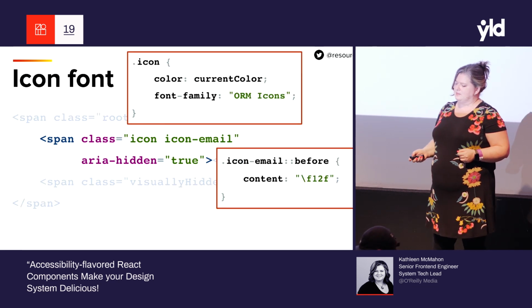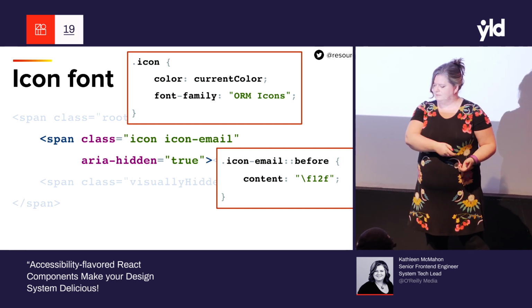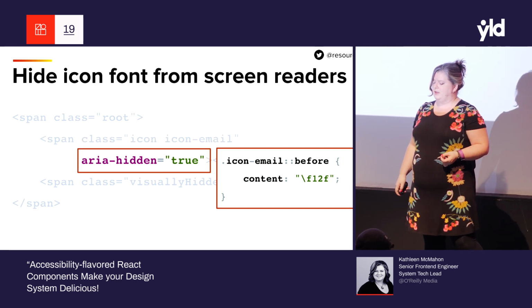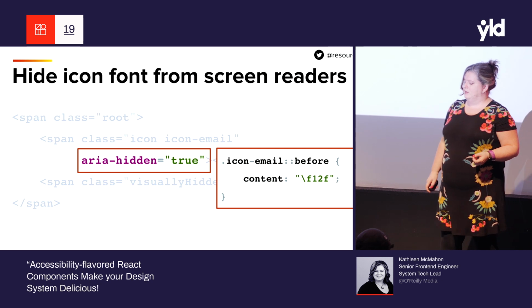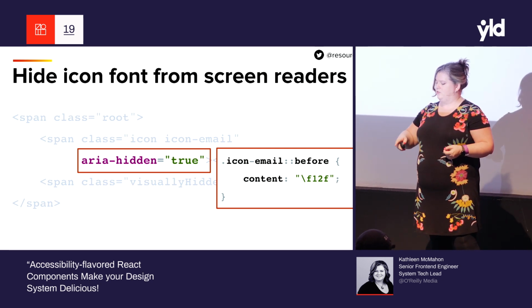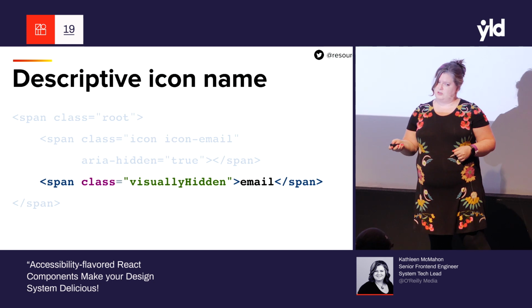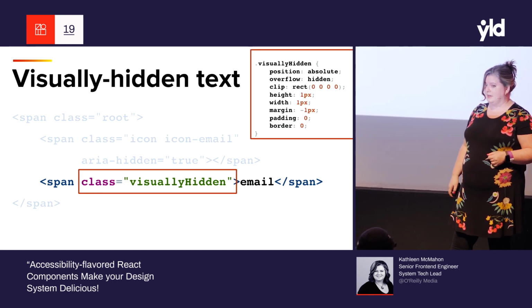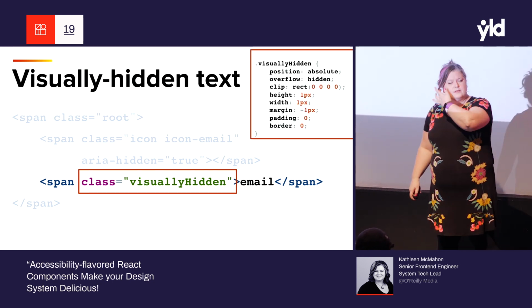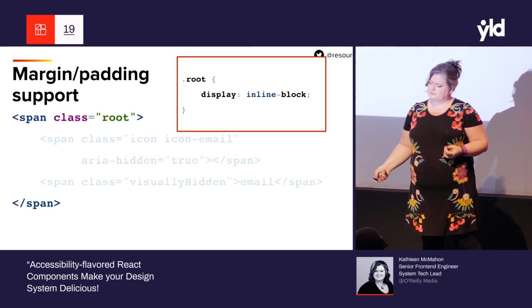So this first class contains our icon font, has a sprinkling of ARIA hidden attribute to take that icon, which is that content injected at /F12F. They want to hide that from screen readers. But with our second span here, which has our descriptive text, we add the visually hidden class that will hide the text from the UI, but keep it exposed for screen readers.